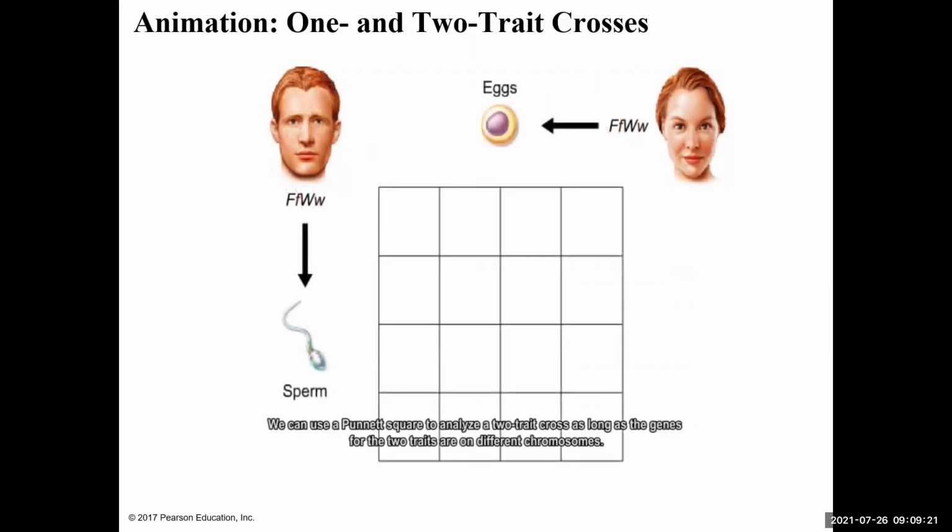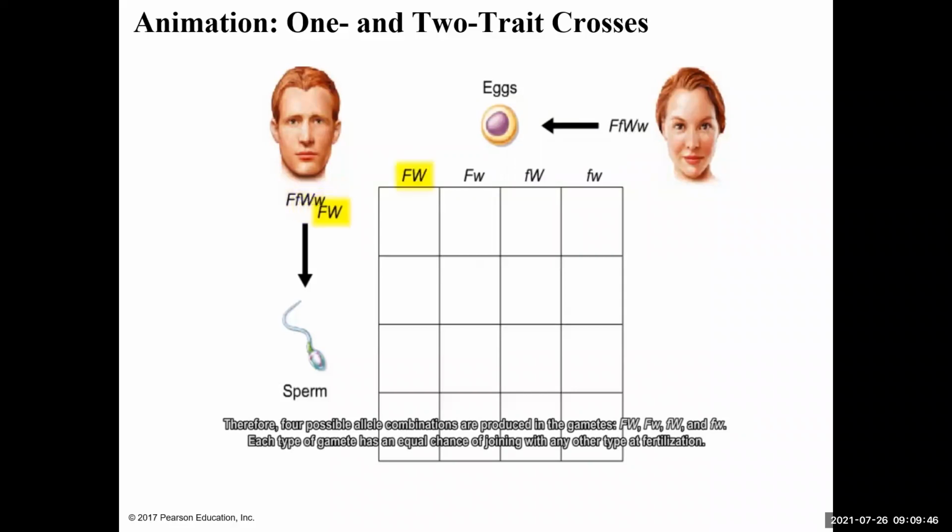We can use a Punnett square to analyze a 2-trait cross, as long as the genes for the 2 traits are on different chromosomes. Keep in mind that during gamete formation, the alleles for a gene segregate, and that genes for different traits that are located on different chromosomes will segregate independently of one another. Therefore, 4 possible allele combinations are produced in the gametes: dominant F, dominant W; dominant F, recessive W; recessive F, dominant W; and recessive F, recessive W. Each type of gamete has an equal chance of joining with any other type at fertilization.